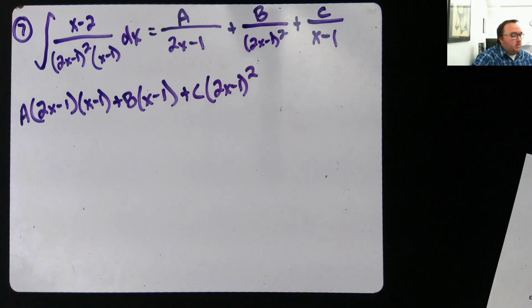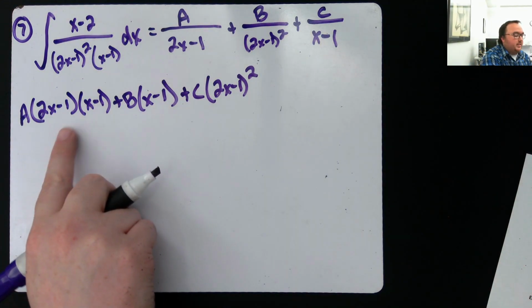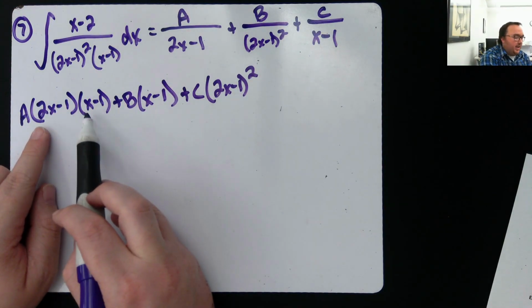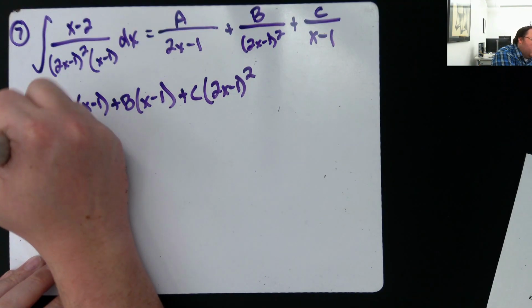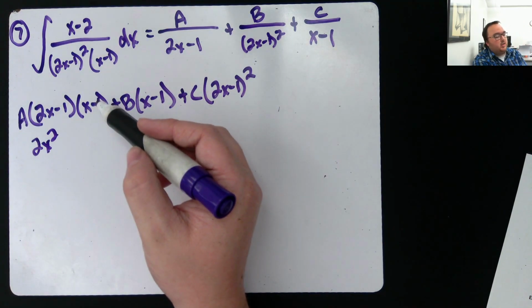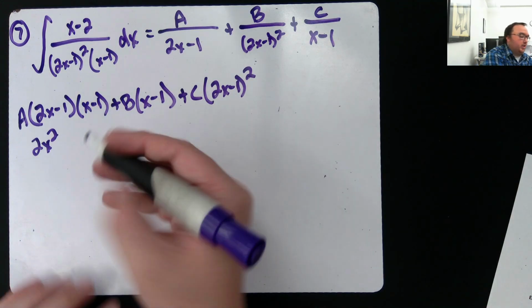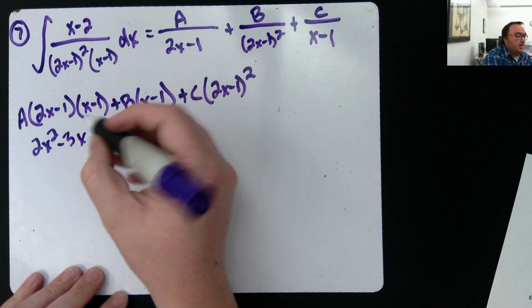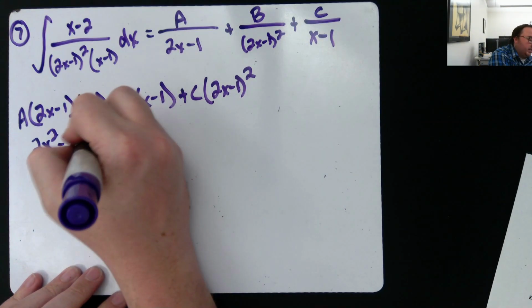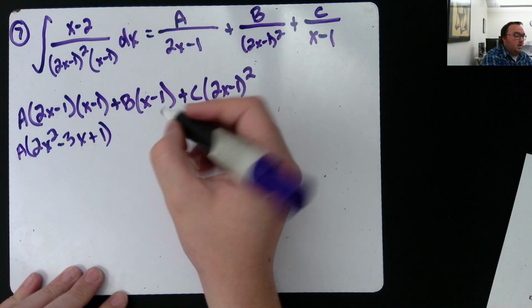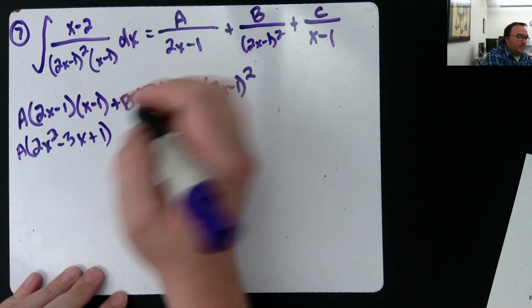So times this all out. 2x minus 1 times x minus 1. 2x times an x is 2x squared. 2x times a minus 1 is minus 2x. Negative 1 times an x is a minus x, which will give me negative 3x. Negative 1 times a negative 1 is positive 1. A times all that. And then this one's just bx minus b. That's easy.